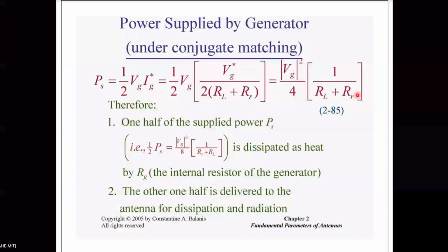Just derive it and see if you have doubts. Under conjugate matching, just derive and see. I'll give you one minute. You know what condition applies for conjugate matching? RL plus RR is equal to RG.